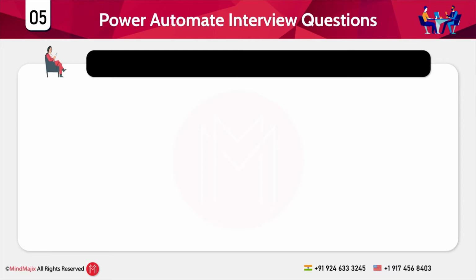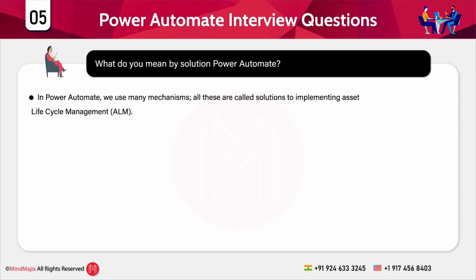The next question is, what do you mean by a solution in Power Automate? In Power Automate, we use many mechanisms, and all of these are called solutions, used to implement asset lifecycle management. It has packages for all the separate components to solve business problems. Once we host flows in solutions, the solutions act like portable packages, working effortlessly. They can move from one environment to another automatically.